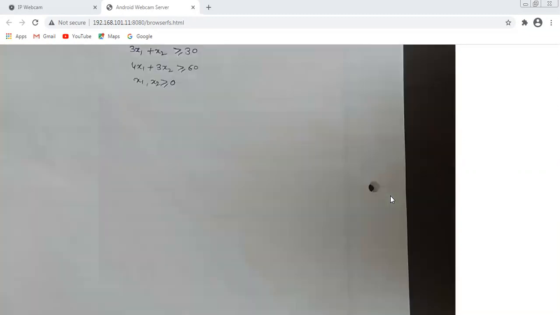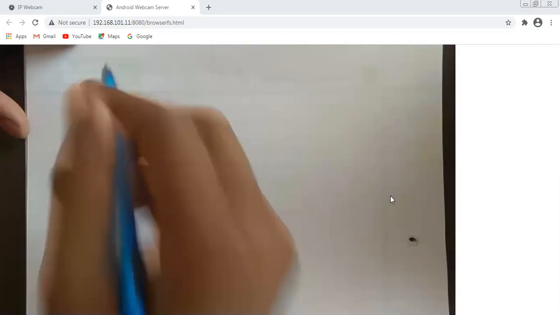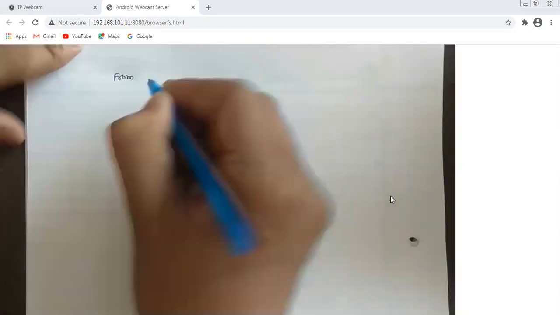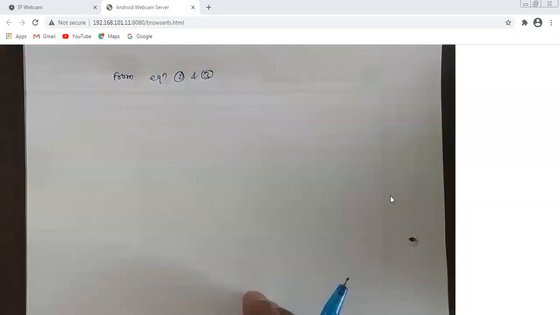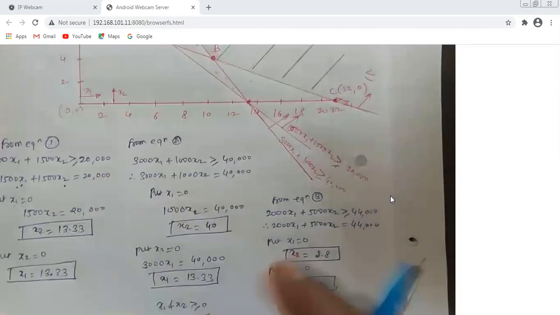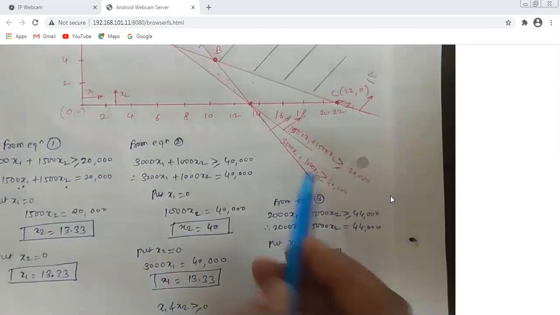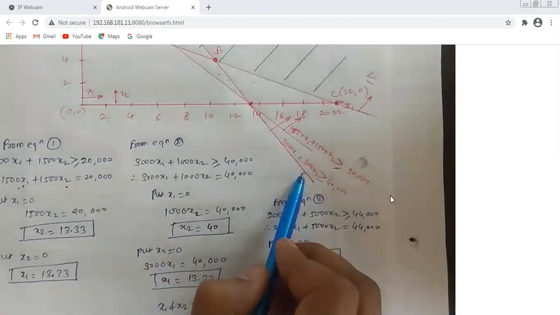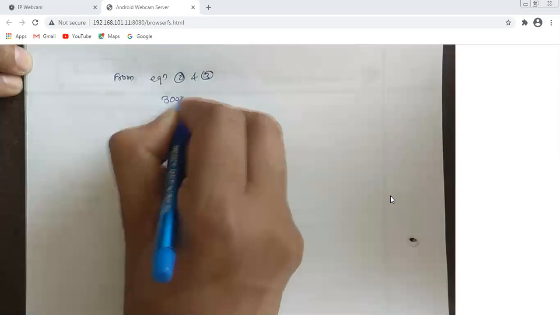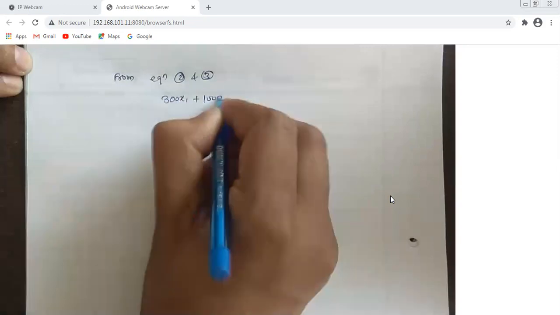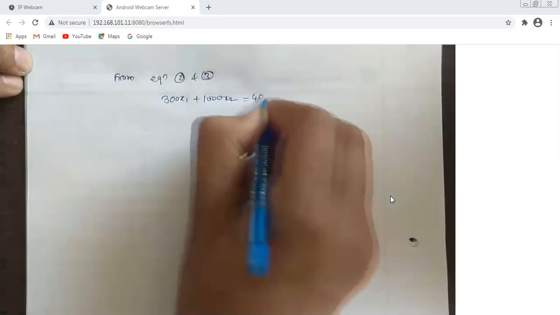So I will write here, from equation 2 and 3. What is equation number 2? That is 3000 x1 plus 1000 x2 is greater than or equal to 40,000. 3000 x1 plus 1000 x2 is equal to 40,000. I will directly write equal to.